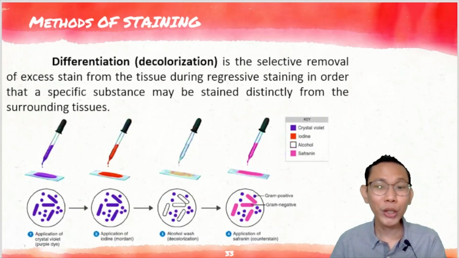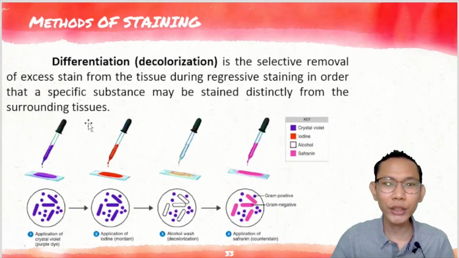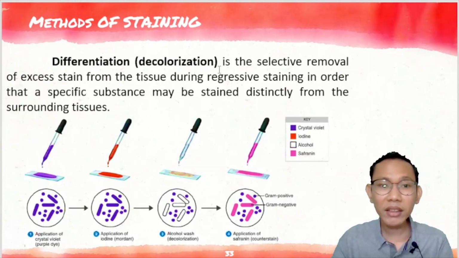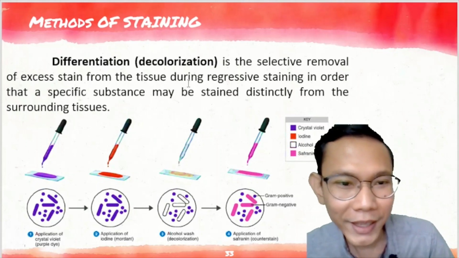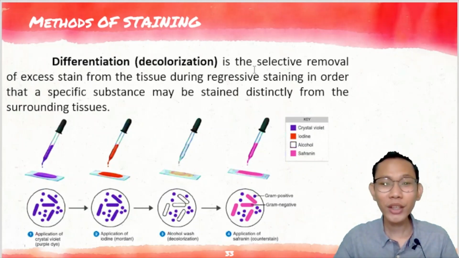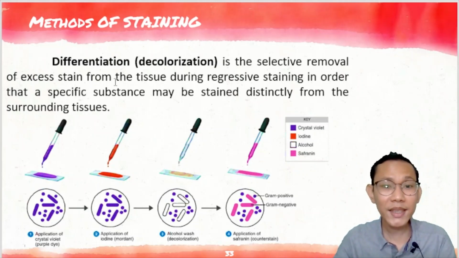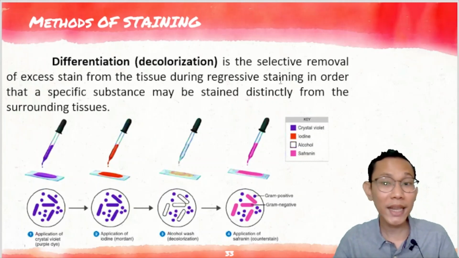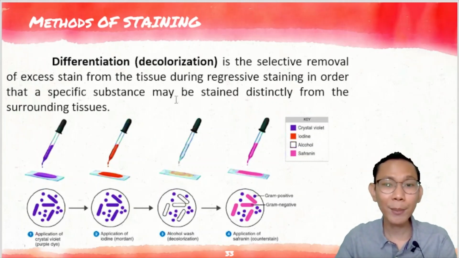Now, let's talk about your differentiation. So, differentiation or decolorization, it's the selective removal of excess stain from the tissue during regressive staining. So, during regressive, di ba? We overstain our sample in order for a specific substance to be stained distinctively from the surrounding tissue. Doc, ano po yun? Again, pag sinabi nating differentiation, selective removal of the excess stain from the tissue during regressive staining in order that a specific substance may be stained distinctly from the surrounding tissue.